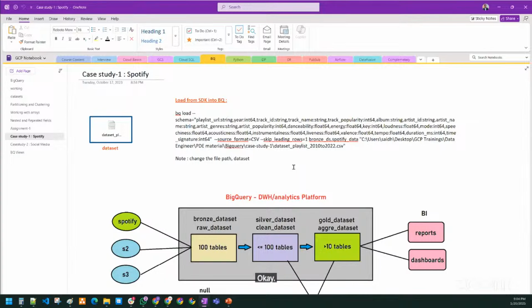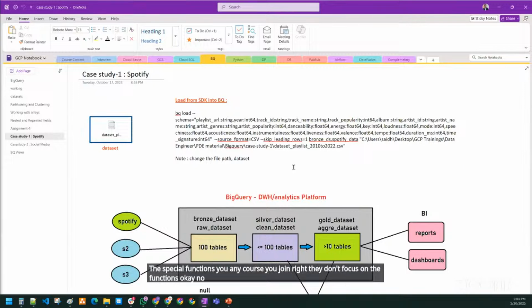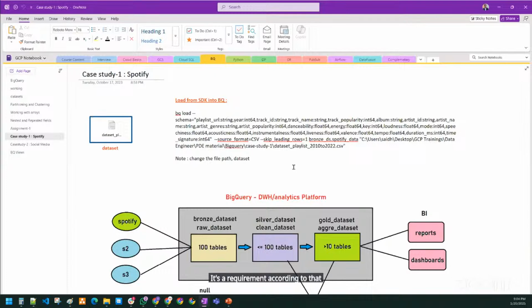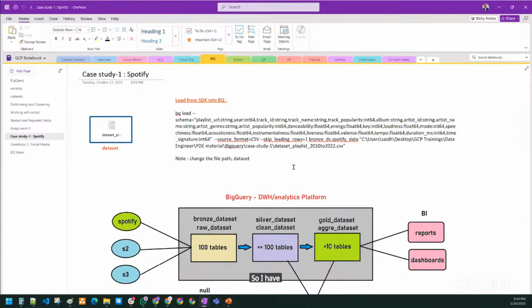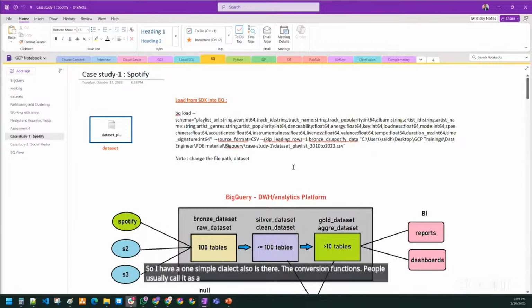Any course you join doesn't focus on the functions. No course will actually focus on functions, because a function is a requirement, and according to it we have to find a function. How best we can do it, we are going to cover. I'm also going to tell you one more simple technique if one is trying to migrate from any other cloud to BigQuery. There is a simple dialect, the conversion functions, which people usually call Hive to BigQuery conversion functions. I'm going to help you on that.